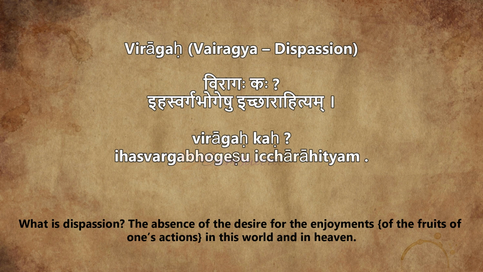So this talks about viragaha, or dispassion. If you say, I do not want the fruits here or after I go to heaven, that is, I am not doing any activity to get the benefits here or in heaven, then that kind of quality is known as viragaha, or dispassion. So, iha swarga bhogeshu ichharahityam: there is no desire to enjoy something here or in heaven. That quality is known as viraga. That was verse number 4.